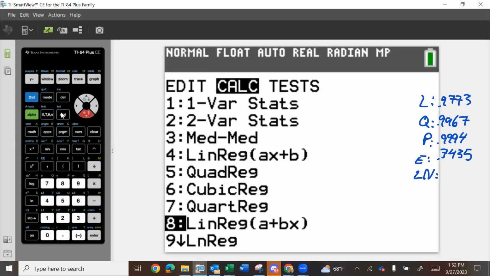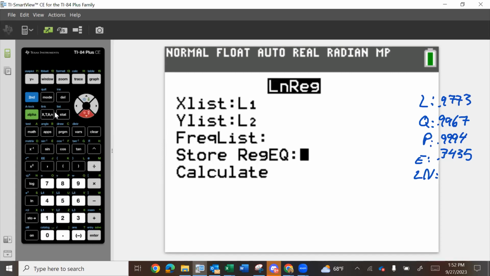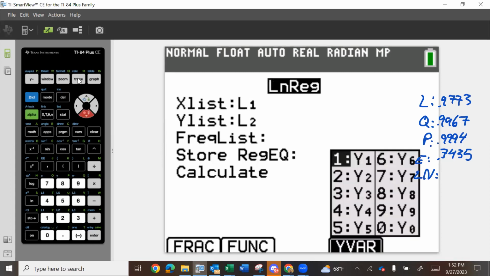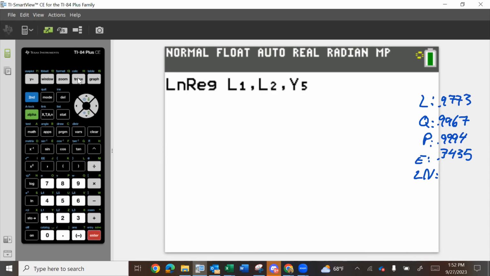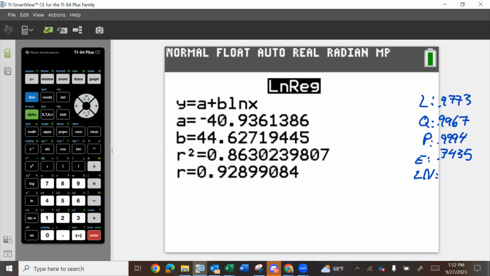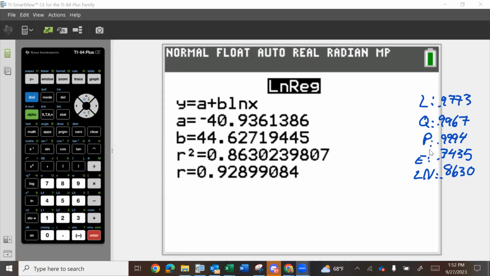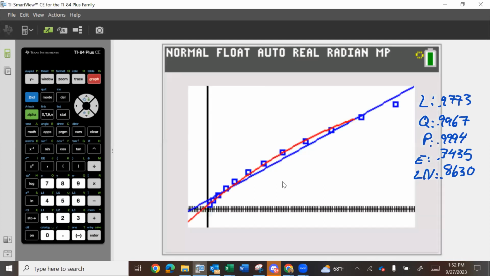Now let's do logarithmic, and I'll stick that in whatever it's called, Y5. And that R squared value is certainly better than the exponential, but it's certainly worse than the first three. Heck, even linear is better. Now, out of morbid curiosity, let's see how things look. Remember, it's going to graph them in the order in which they appear here on the list. So there's linear, quadratic, power, exponential, and logarithmic.